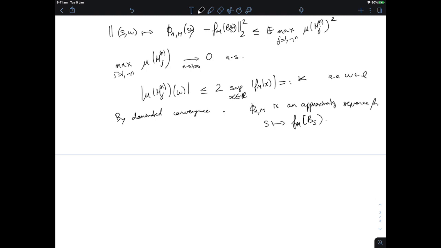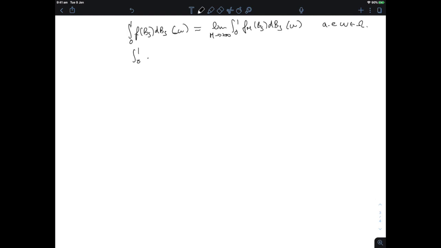All right, so that is to say what? That is to say that this integral that I'm trying to compute is the almost sure limit of the integral from 0 to M of f_M(B_s) dB_s as M goes to infinity, and that is true for almost every omega. And then this integral in turn is the L2 limit. So let's write that in L2. This minus the integral from 0 to 1 of phi_n^M of s dB_s in L2 goes to 0.